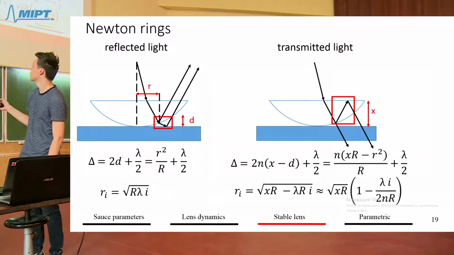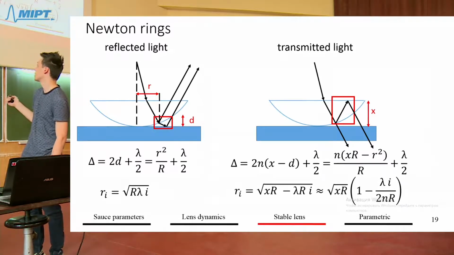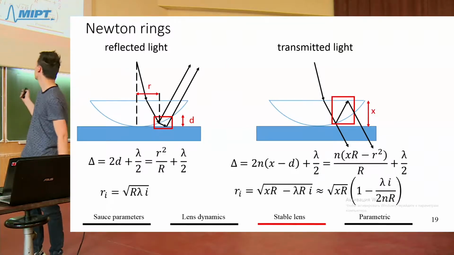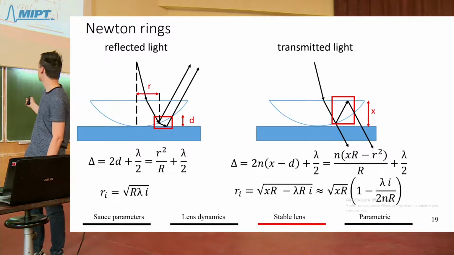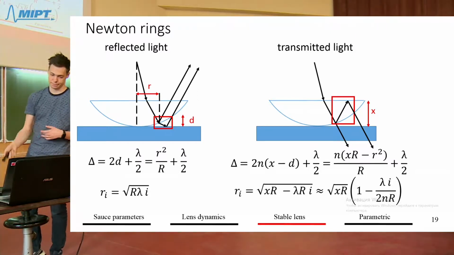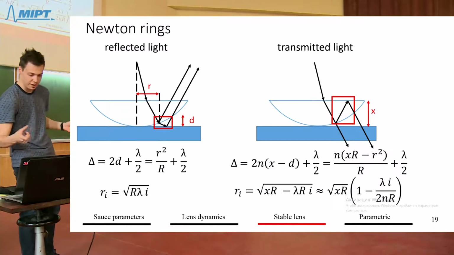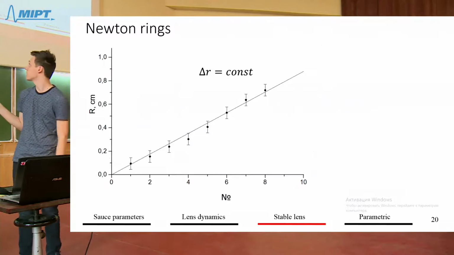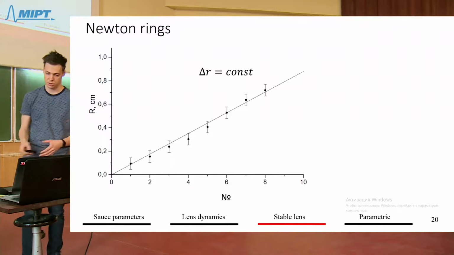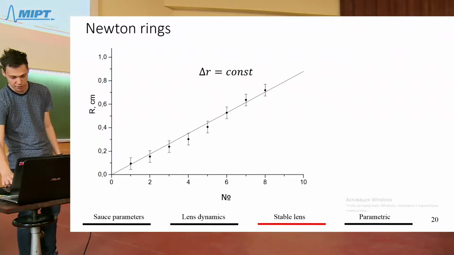What happens with reflected light is that the phase shift appears mainly in the gap between the lens and the glass, which increases with increasing distance from the center of the lens. But if you have the lens in transmitted light, in this case the phase shift happens in the glass, and because of it, from geometry, we may see that the phase shift decreases while going far away from the center of the lens, and because of it, we have a principally different dependence of the radius of the ring on the ring number. And we see that the difference between the radii is nearly constant, which we checked experimentally for our lens. It's approximately constant, and it happens because we observe our rings in transmitted light.